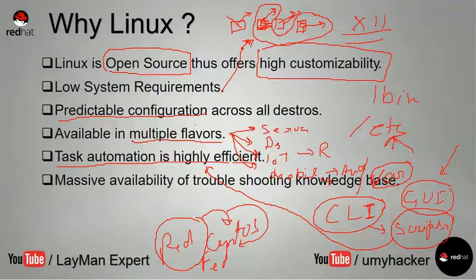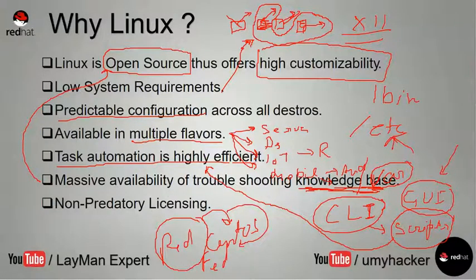Massive availability of troubleshooting knowledge base. Why is this? Because of open source. Since Linux is an open source operating system, it hosts a very large community that works on it, produces modules for it, and improves it. People face problems, they post problems on different forums, and there are so many good people out there who use Linux. They solve these problems. Therefore, we have a massive knowledge base, and no single company, entity, or organization owns it. It's free, available on the internet, with non-predatory licensing.